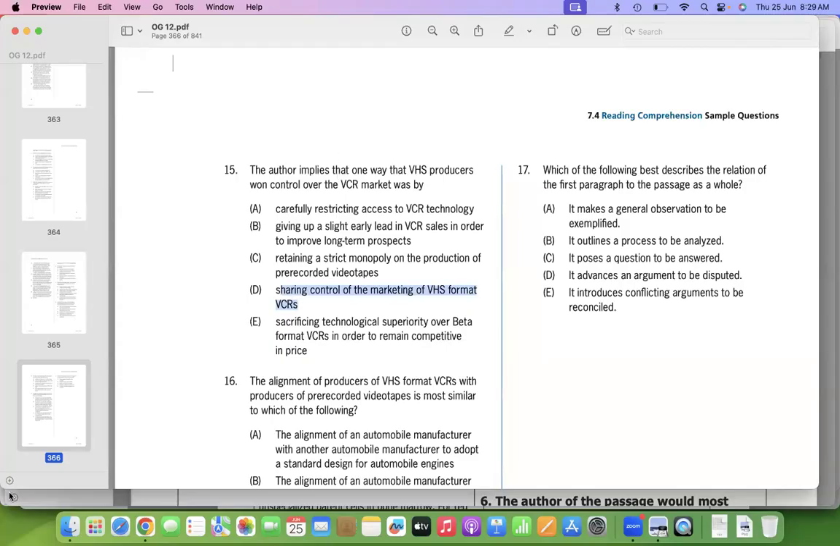They are not going to do anything negative to get a positive reaction. So it can't be restricting, giving up early lead, retaining monopoly, sacrificing. They're not doing anything negative.